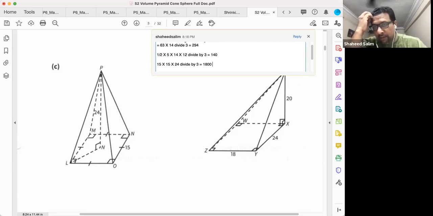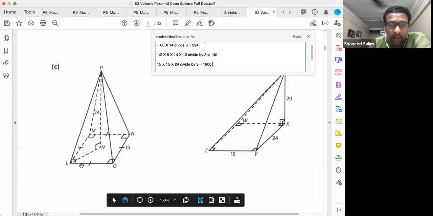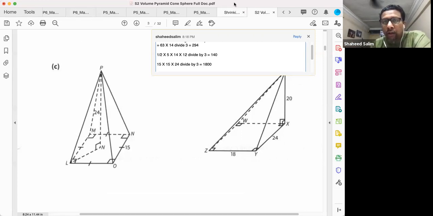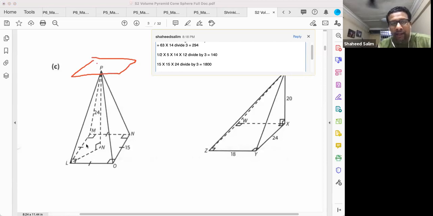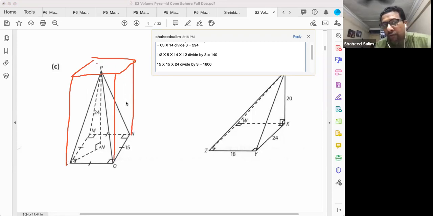Can Ryan and Inshi get 1800? Ryan, you sure? Don't you see, length times breadth gives the area at the bottom. Okay, if you cannot see, now I'm going to draw. Why did I start this by showing you the box? Imagine this is inside the box. You must imagine this is the base, the bottom part. So you find the base area, then you times by the height, and then you divide by 3.